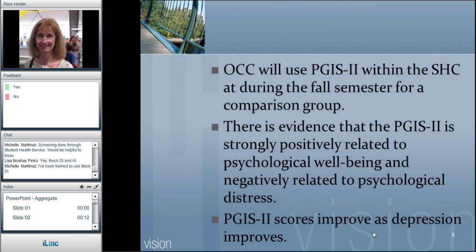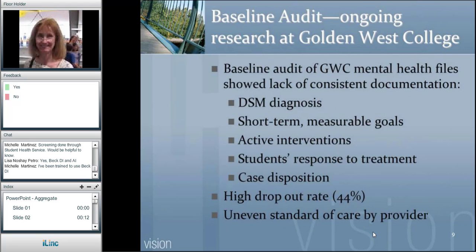And then now I'm moving over to Golden West College, and Dr. Kleinpeter has a whole research program that she has in place that I am going to very briefly describe to you. Anyway, she started a couple years ago with a baseline audit of the mental health files at Golden West College. What she found at the time, looking for diagnosis, goals, evidence of active intervention, evidence of measured response to treatment, and case disposition, was a lack of consistent documentation and a dropout rate of 44%.